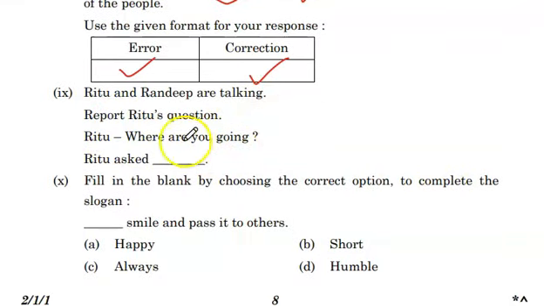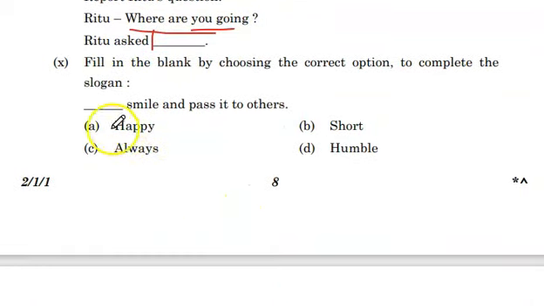Ritu and Randeep are talking. Report Ritu's question. Ritu: where are you going? So Ritu asked Randeep, begin from here, Ritu asked Randeep where he was going. This is the question sentence of present continuous tense, so it should be changed to past continuous tense. So Ritu asked Randeep where he was going. Now let us move to question number 10.